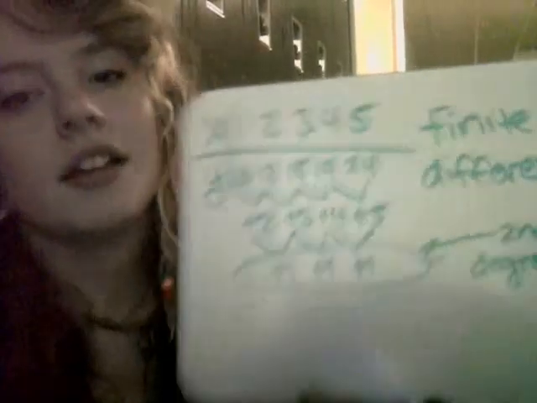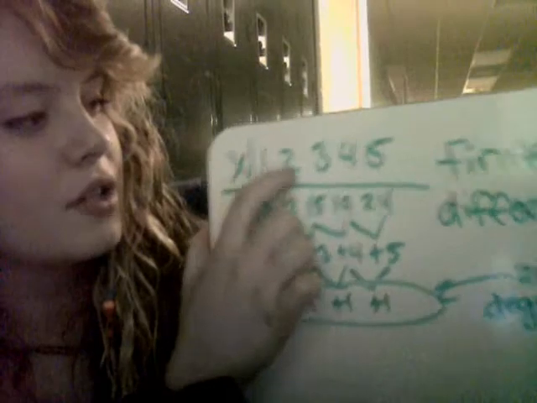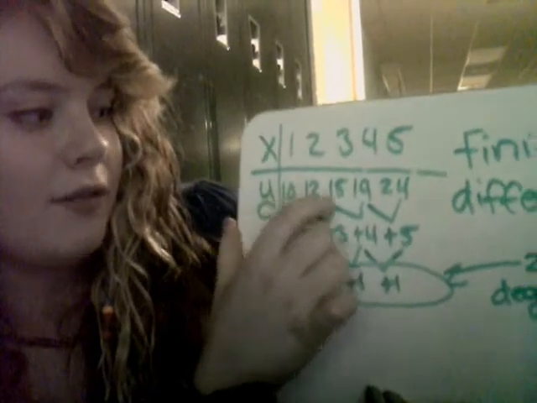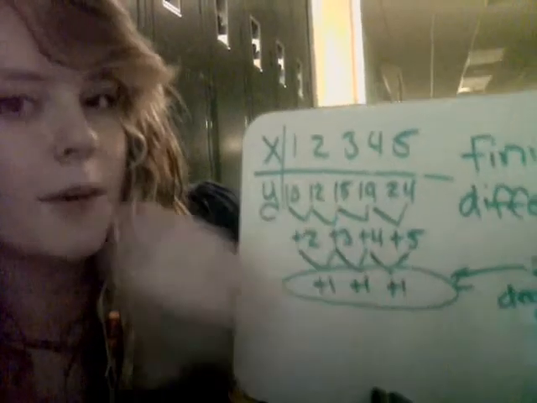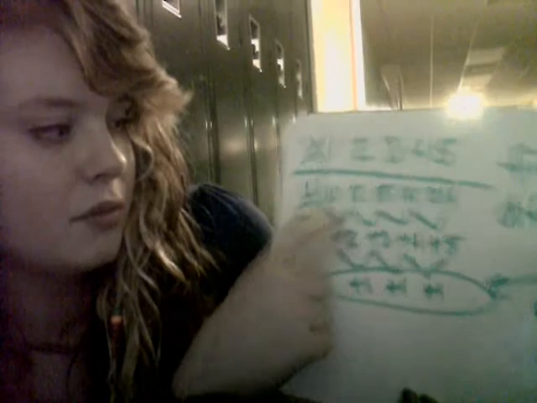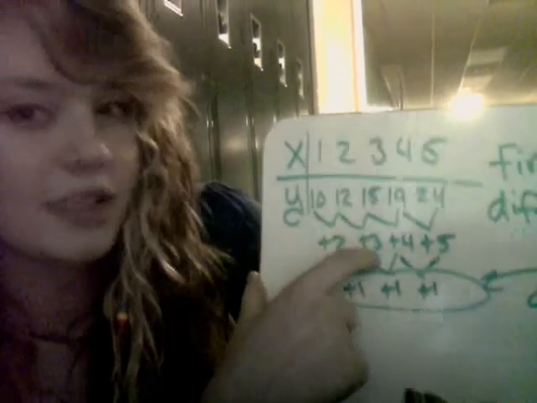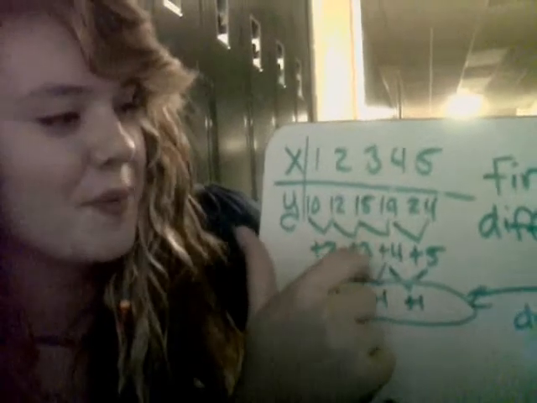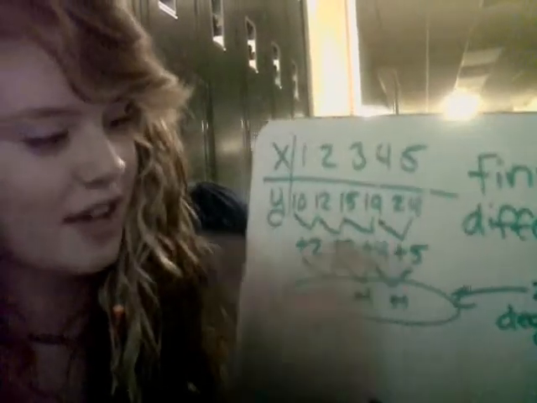Okay, so we did finite differences for this one. On the x-axis it's 1, 2, 3, 4, 5, and on the y-axis it's 10, 12, 15, 19, 24. Between the 10 and the 12 it's plus 2, between 12 and 15 it's plus 3, between 15 and 19 it's plus 4, and between 19 and 24 it's plus 5.